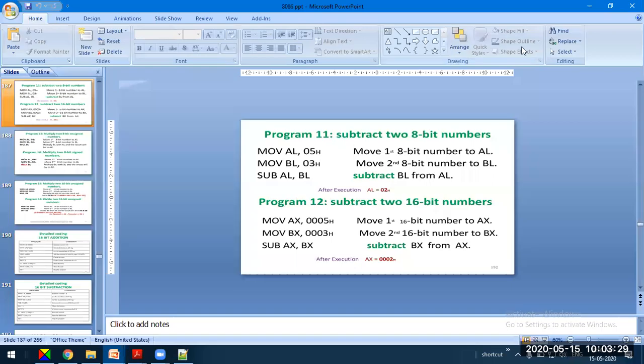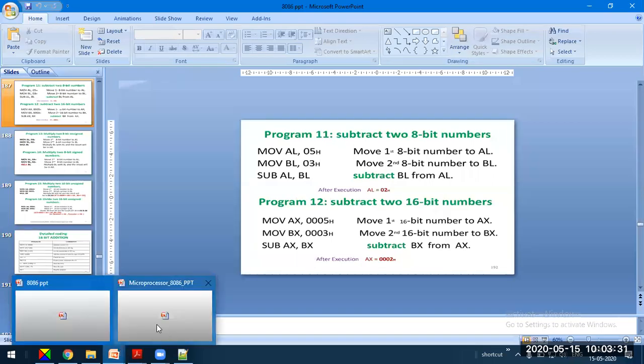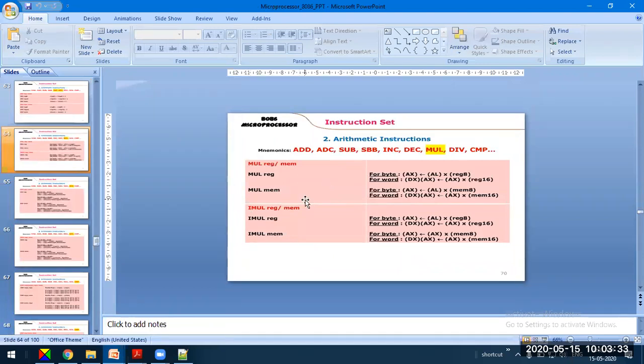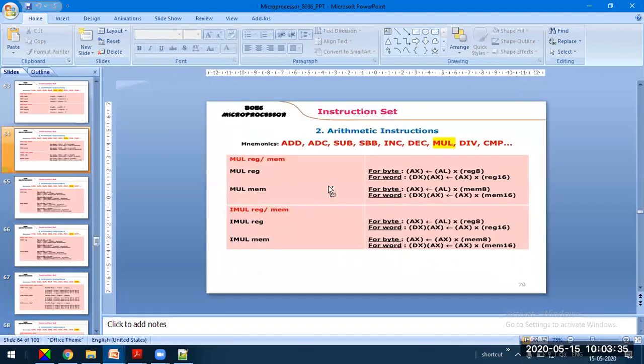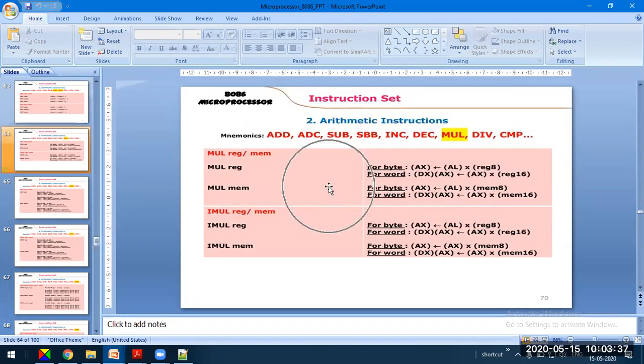Okay, let us start. We will continue from the previous class discussion. We were discussing multiplication operation. Before IMUL, we have to discuss IMUL. So we'll continue with that.